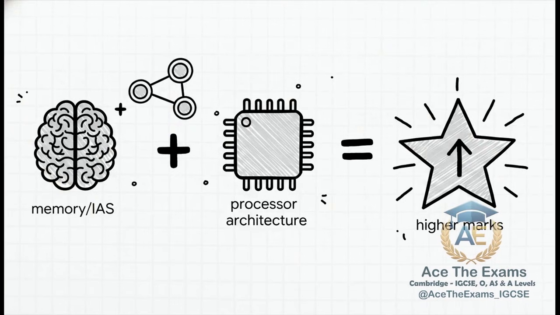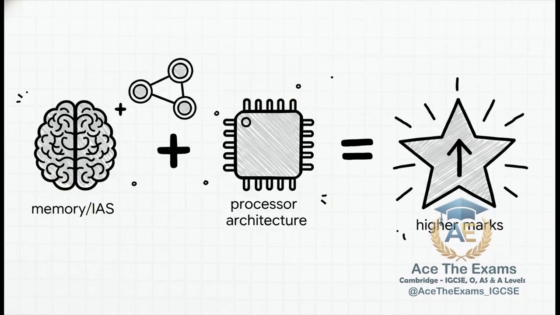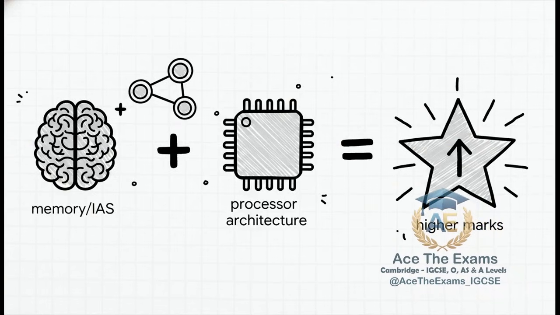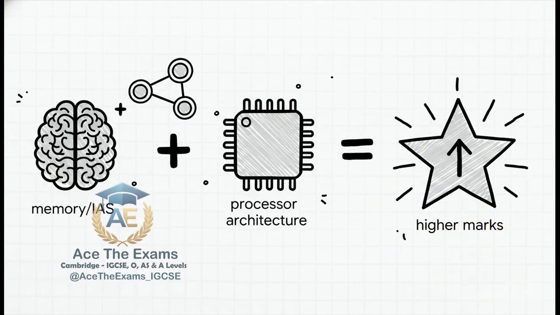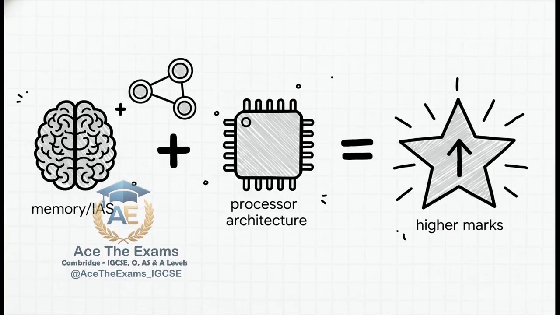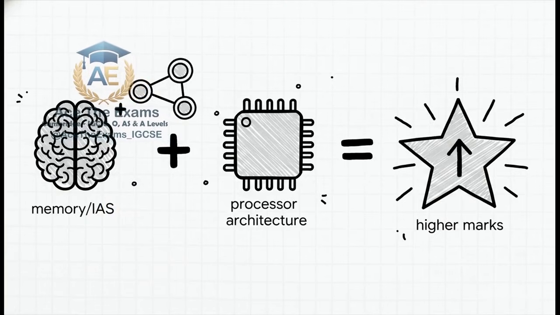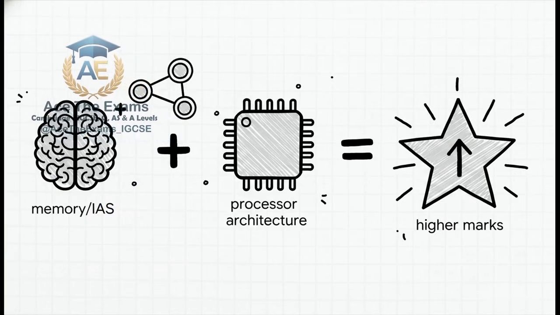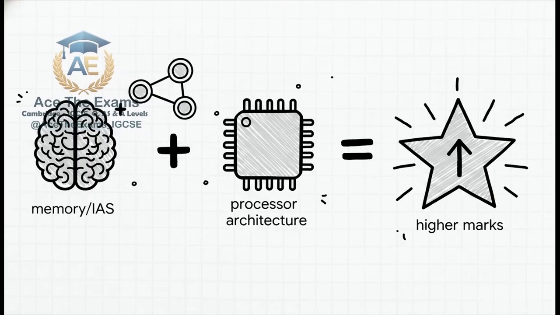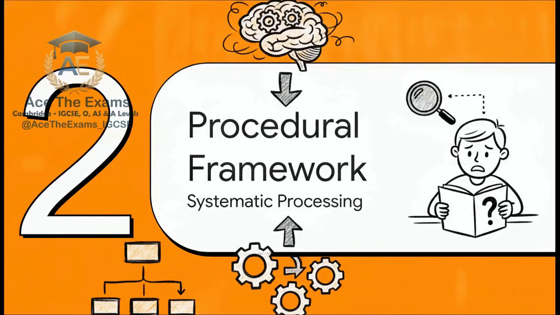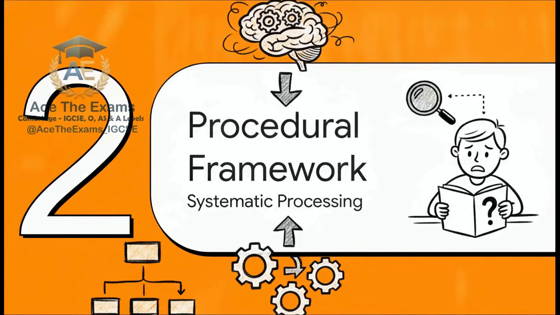And this brings us to our first major examiner insight. The principal examiner reports point out a really clear trend. Candidates who make cross-topic connections achieve significantly higher marks. It's huge. If you treat the IAS like its own little isolated island of information, you're literally capping your score. But if you integrate it with networking, processor architecture, or data representation, that holistic understanding is exactly what they want to reward. Moving on to Section 2, the procedural framework.